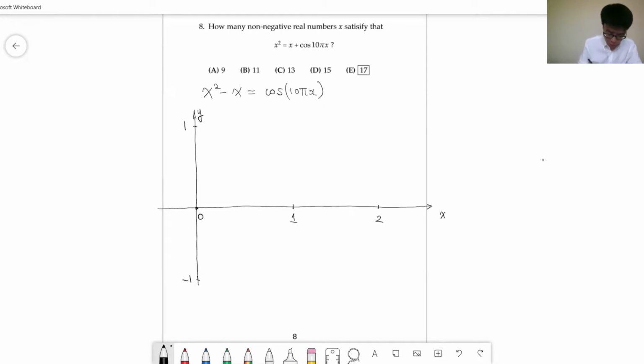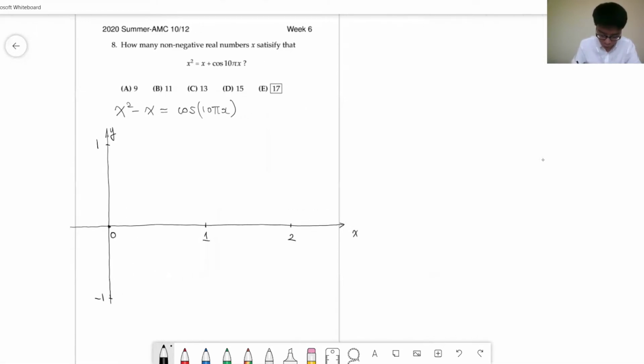This is 0. We see that for the cosine function, cosine x has period 2 pi. Now we have cosine 10 pi x, which has period 1 over 5, or just 0.2. That's the period, because if x changes 0.2, 10 pi x changes 2 pi, so it's 1 period.